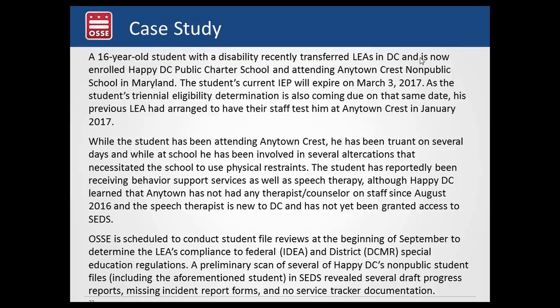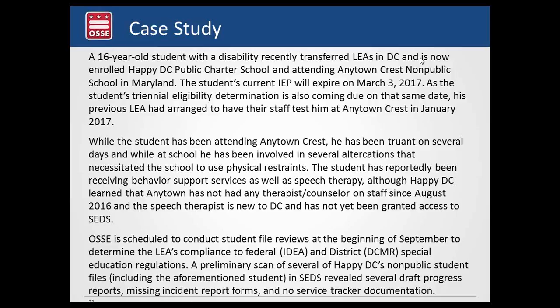His previous LEA had arranged to have the staff test him at the non-public this month. While the student has been attending the non-public, he has been truant on several days, and while at school has been involved in several altercations that necessitated the school to use physical restraints. The student has reportedly been receiving behavioral support services as well as speech therapy, although the LEA learned from the non-public that the non-public does not currently have a therapist on staff and has not had one since August of last year.